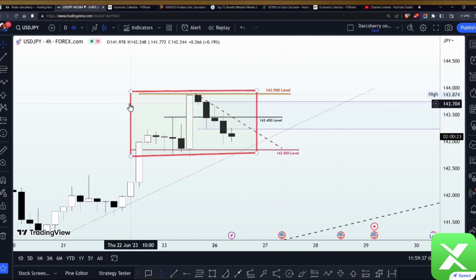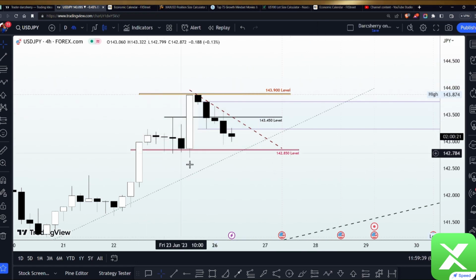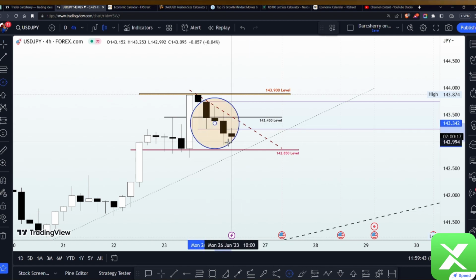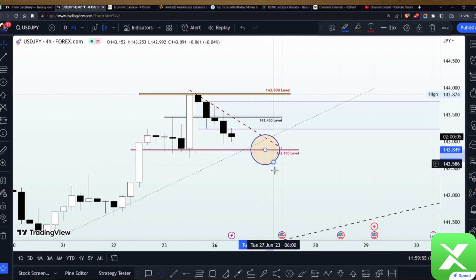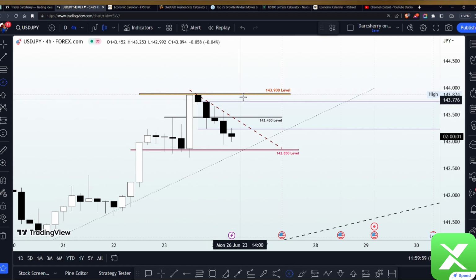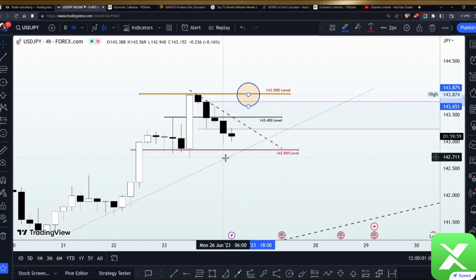So now that we have this information marked out, we want to scale down into the lower time frame to see how participants in this market will be reacting to the structure, so that we can maximize any of this move. If it's going to be bearish, we want to join early enough, even before the breakdown of the 142.850 happens. And if it's going to be a buy position, we want to be buying even before the breakout of the resistance line at the 143.900 level happens.